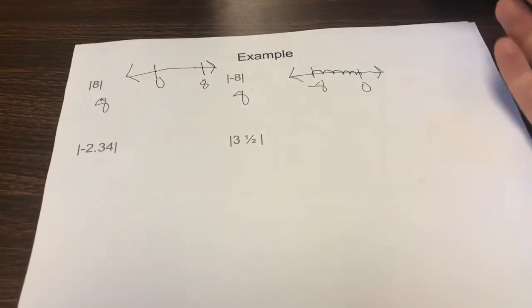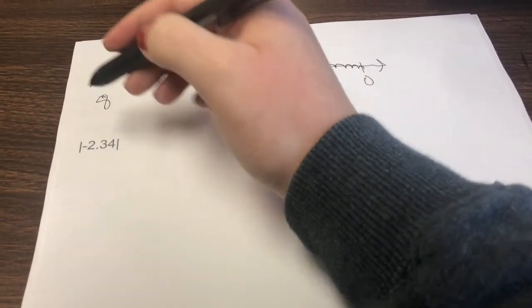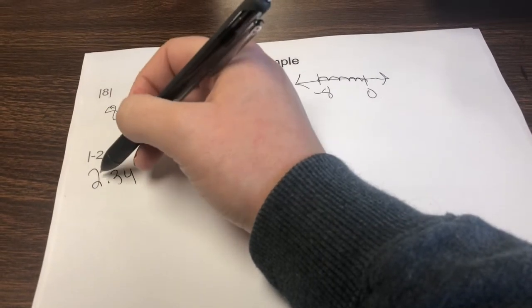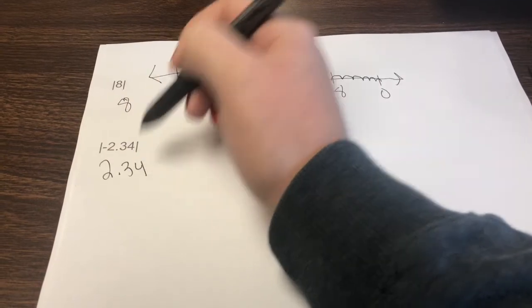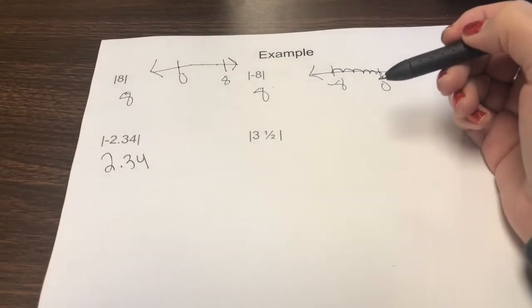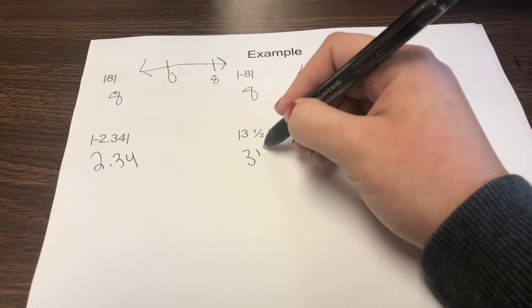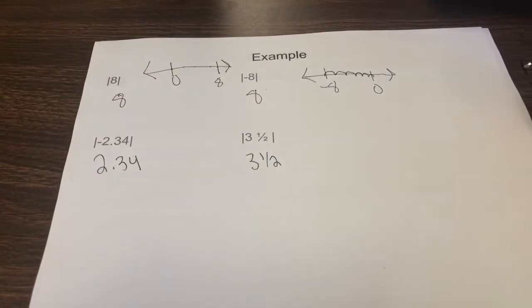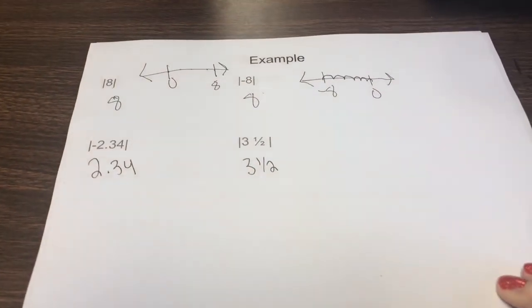Now, without using a number line, all you have to do, if it's negative, drop that negative sign, because negative 2 and 34/100 is just 2 and 34/100 places away from 0. Same thing if it was positive, you're just rewriting that number without a sign. The absolute value of 3 1/2 is 3 1/2.